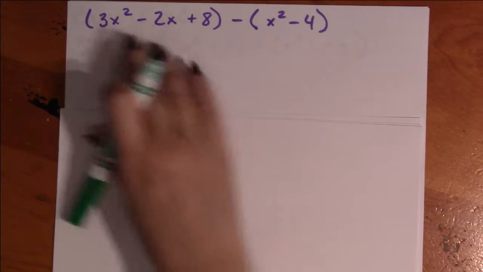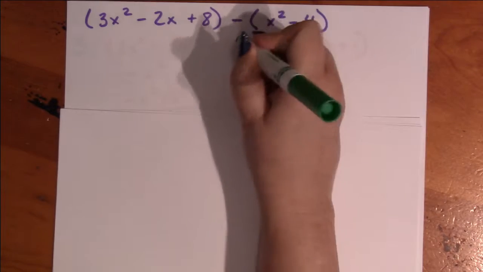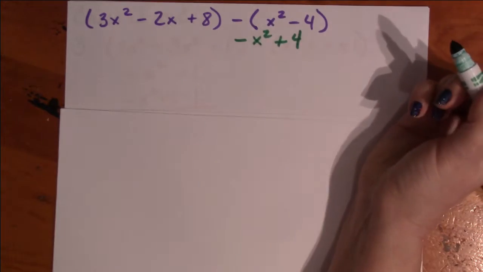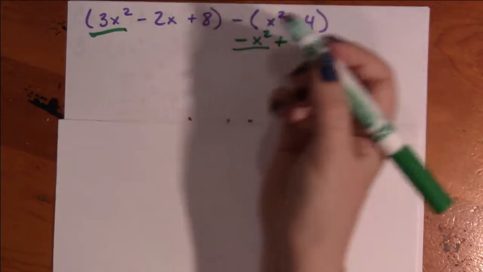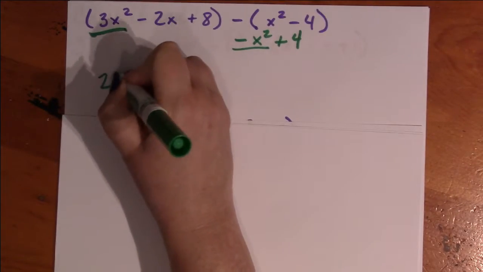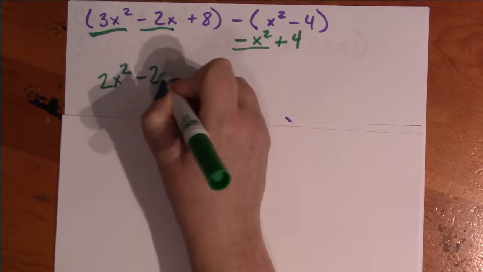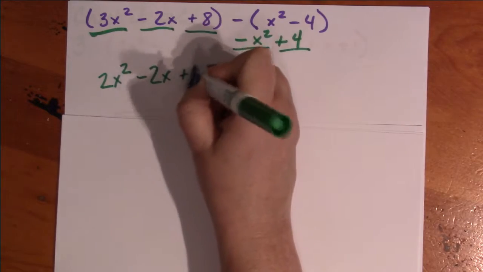Let's try some more. 3x squared minus 2x plus 8 minus x squared plus 4. So we're going to combine our x squareds. 3 minus 1 is going to give us 2x squared. Our x's are just the negative 2x. And then our 8 plus 4 is going to be plus 12.